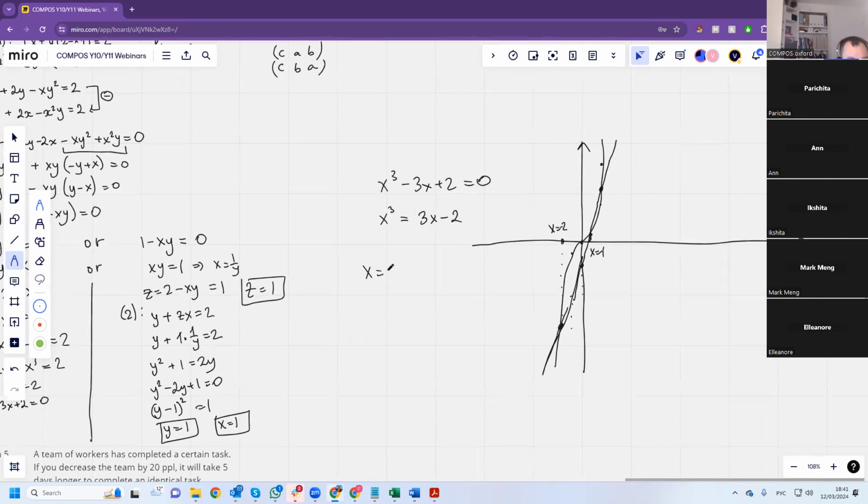x1 equals minus 2, x2 equals 1. We already have this solution, so we don't need that. And x3 is question mark, between 1 and 2.